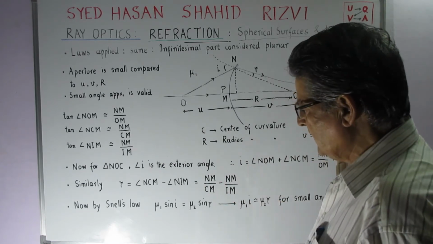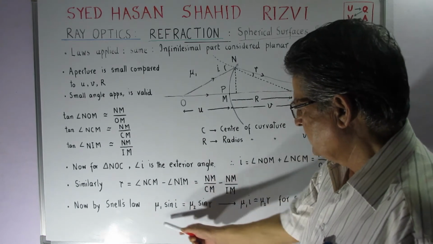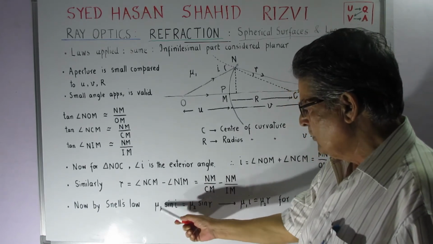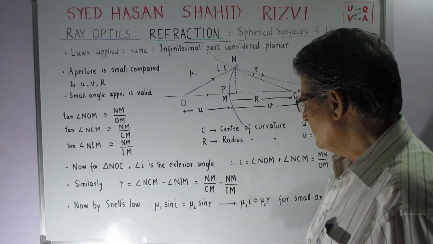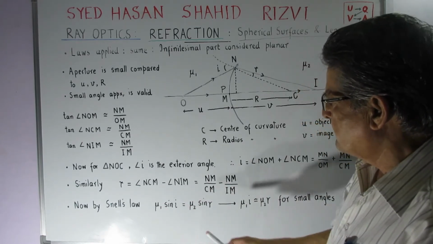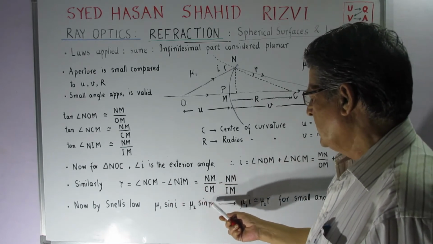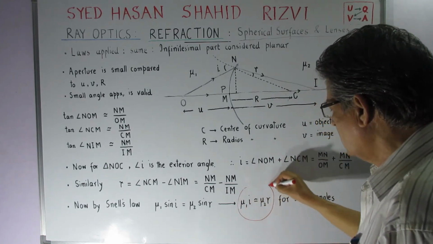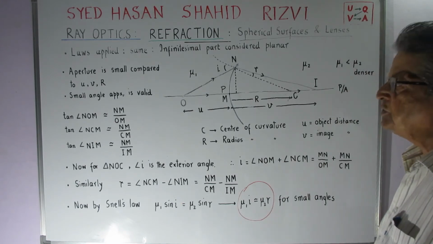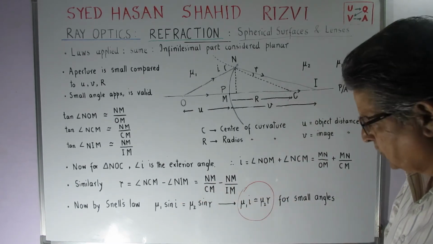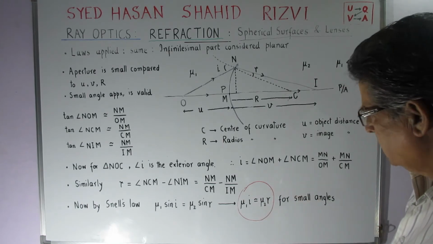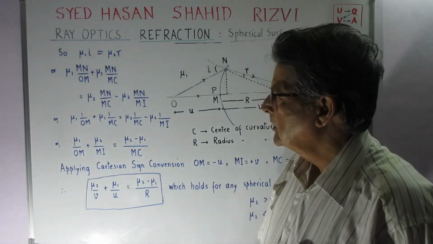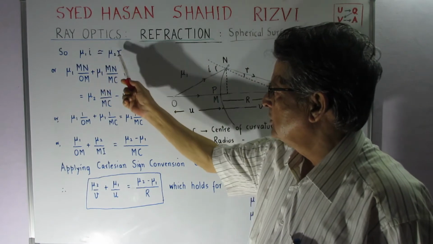Now Snell's law is defined like this: sin I upon sin R is equal to mu2 upon mu1. So I can write it as mu1 sin I is equal to mu2 sin R. In the small angle approximation, sin I is equal to I and sin R is equal to R, so for small angles we obtain this relation, and substituting, we'll obtain the equation which defines the refraction of the system. So mu1 I is equal to mu2 R.